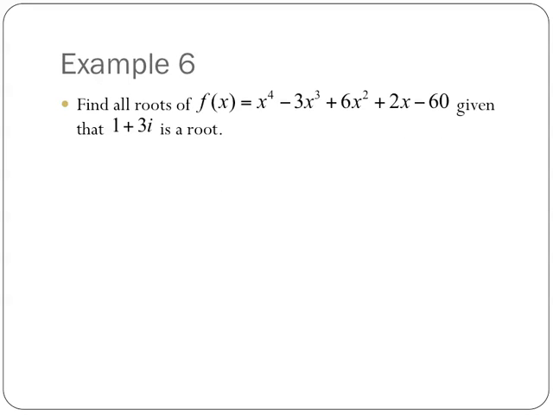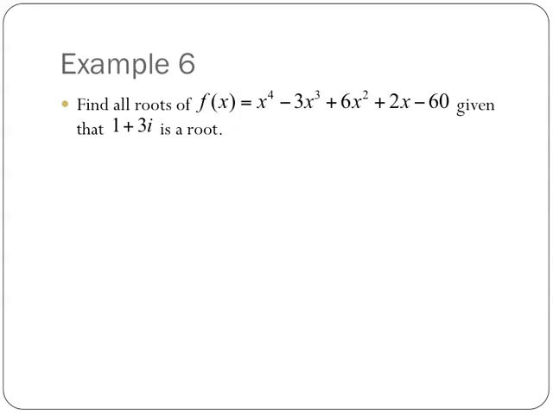Find all roots of f of x equals x to the fourth minus 3x cubed plus 6x squared plus 2x minus 60, given that 1 plus 3i is a root. So first off, if you look at the polynomial, you'll see that this is a polynomial of degree 4. That means that this must have 4 roots.